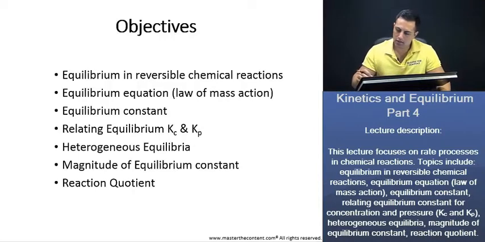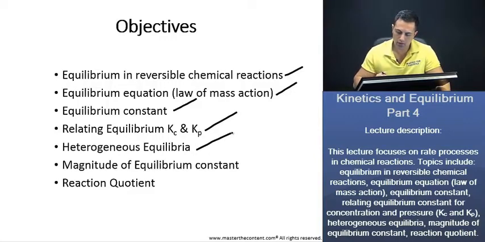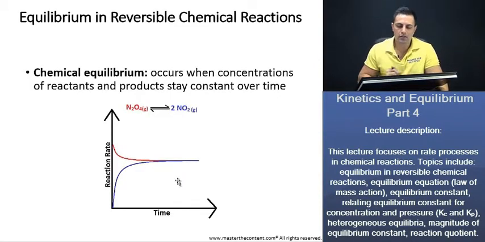Today we'll be taking a look at the equilibrium in reversible chemical reactions, the equilibrium equation, also known as the law of mass action, the equilibrium constant, and we'll be relating the equilibrium constants for concentrations and pressures, heterogeneous equilibria, the magnitude of the equilibrium constant, and the reaction quotient. Okay, great. Let's get right into it.